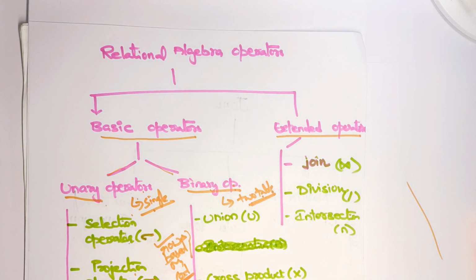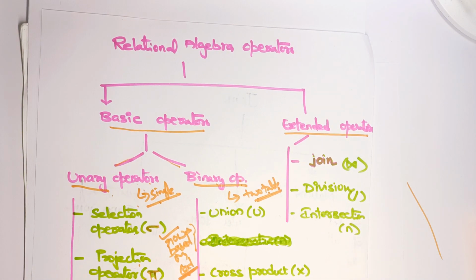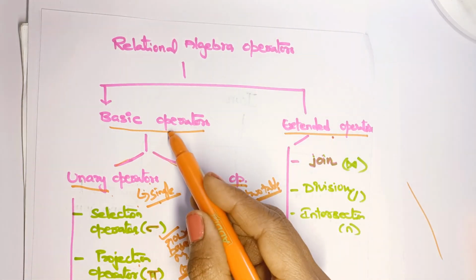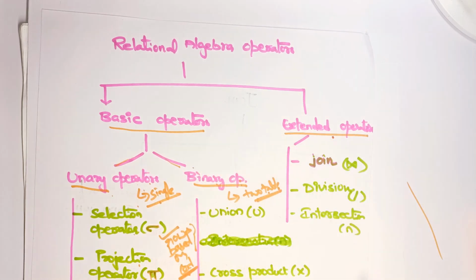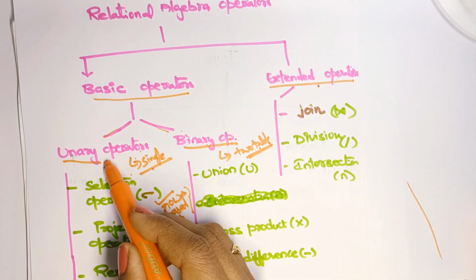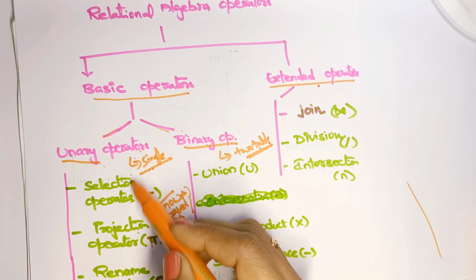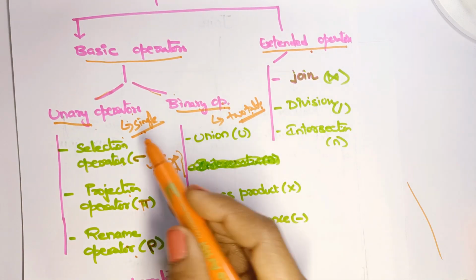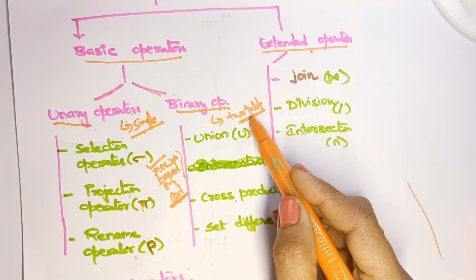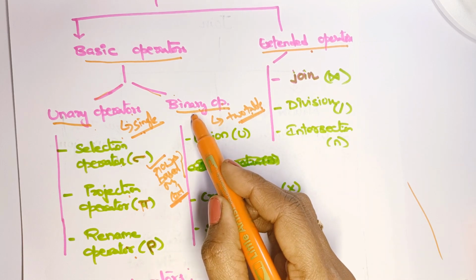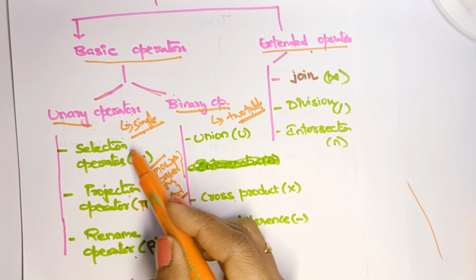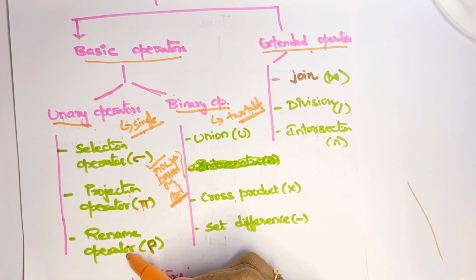Now we will see what are the basic operations in the relational algebra: basic operators and extended operators. Basic operators means unary operators and binary operators. First we will see basic operators. Basic operators are unary operators. Unary operators means you can apply these operators on a single table. That's why they are called unary operators. Binary operators means you can apply these operations on two tables. That's why they are called binary operators. First we will see unary operators. Unary operators are nothing but the selection operator, projection operator, and rename operator.